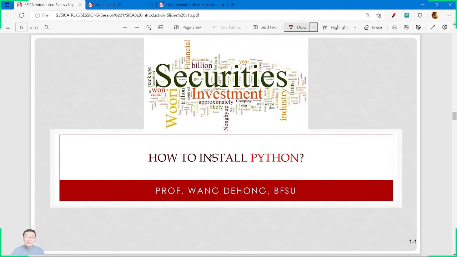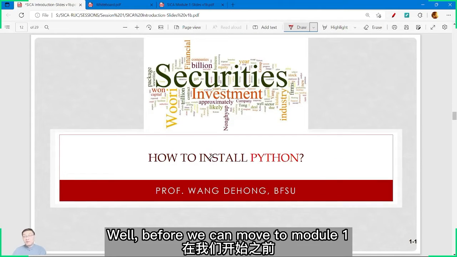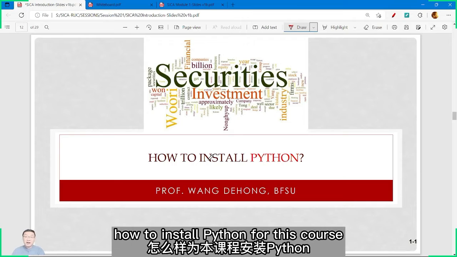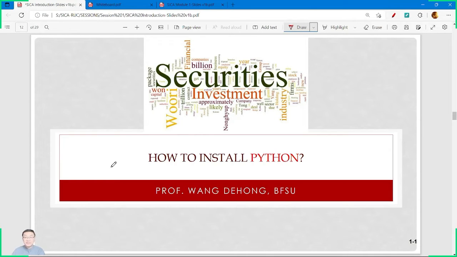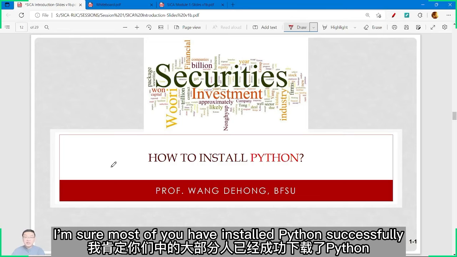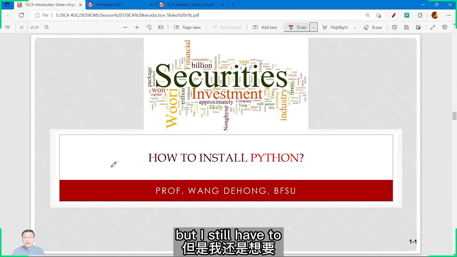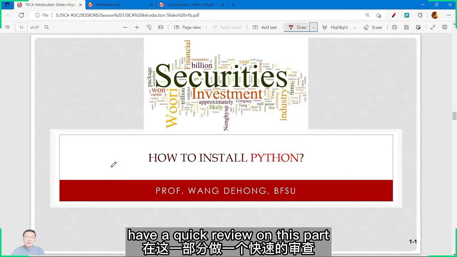Well, before we can move to Module 1, I still have another topic, how to install Python for this course. I'm sure most of you have installed Python successfully, but I still have to have a quick review on this part.